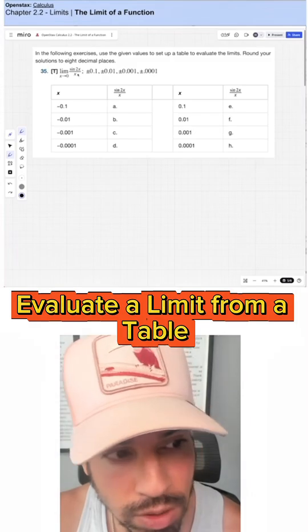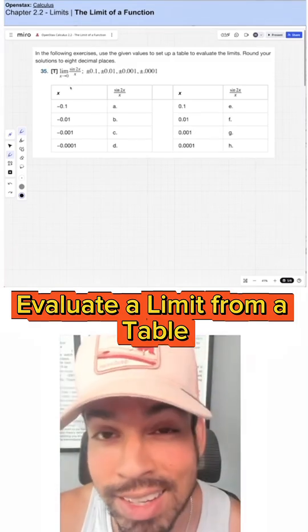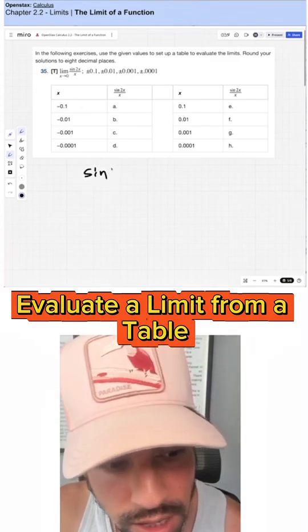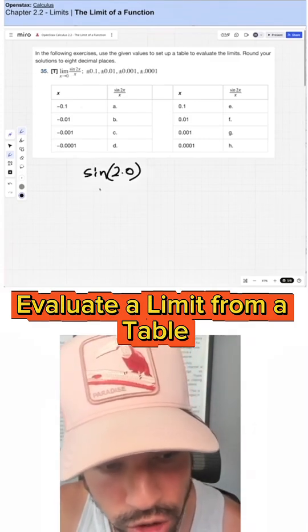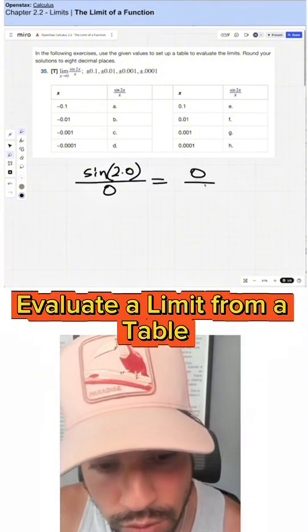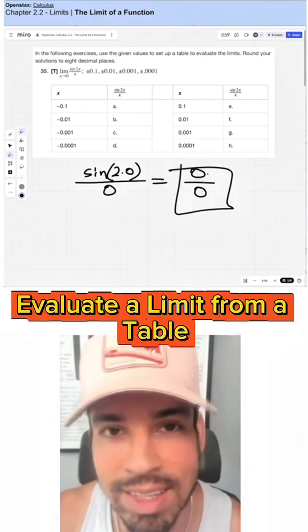So what we have here, for example, sine of 2x over x, if you actually just said, hey, what is the value at 0? What you would see is sine of 2 times 0, which is, of course, 0 over 0. Sine of 0 is 0 over 0. This is an indeterminate value, okay? So this is not answerable.